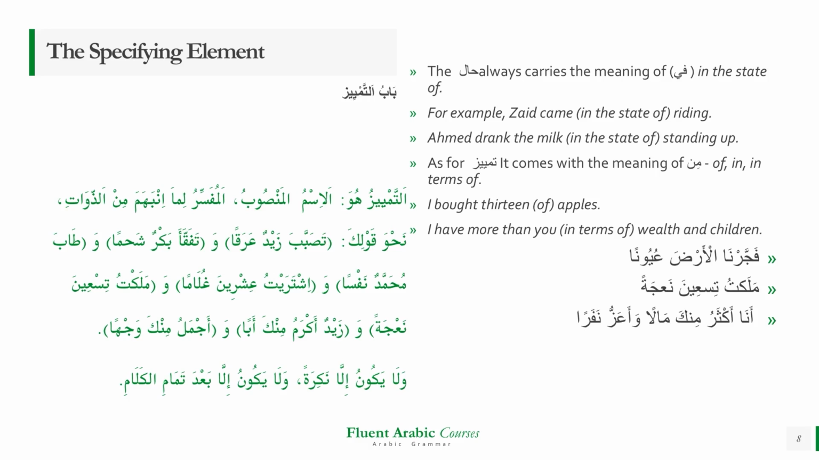So in all of these sentences, we are clarifying the type of the action or the type of the thing that we are talking about. وَلَا يَكُونُ إِلَّا نَكِرَةً, it is always indefinite. The tamyiz is always indefinite. وَلَا يَكُونُ إِلَّا بَعْدَ تَمَامِ الْكَلَامِ, it always comes after a complete sentence, a complete meaningful sentence, just like the hal.